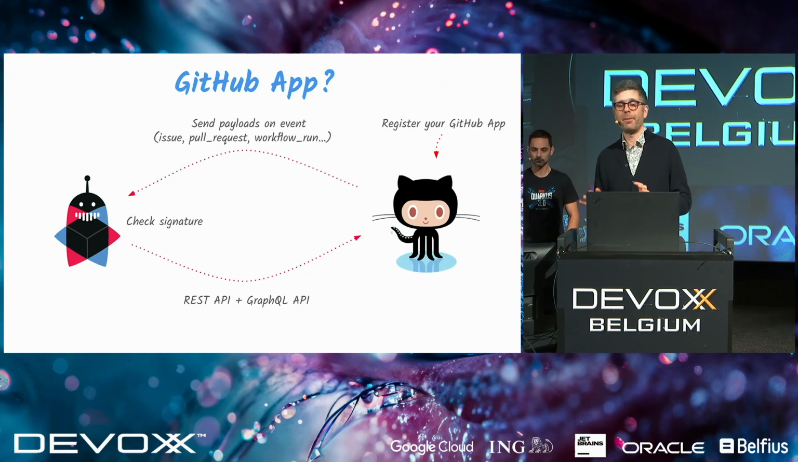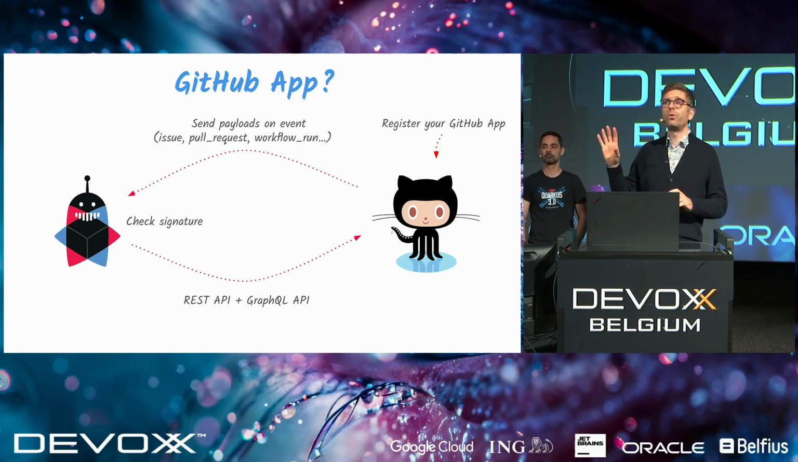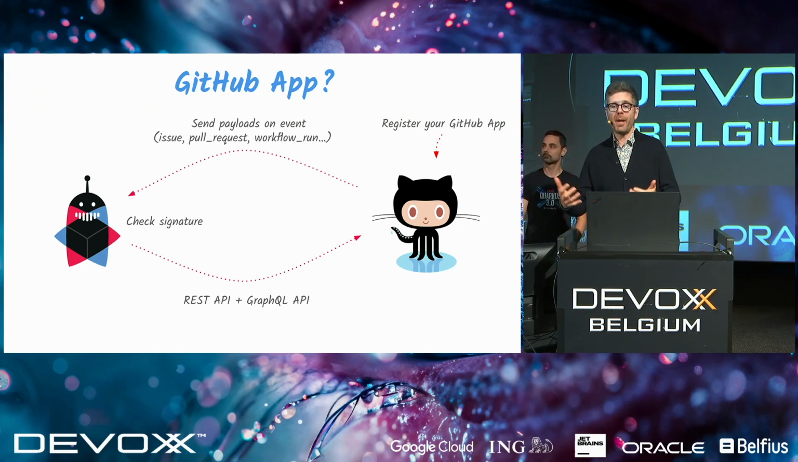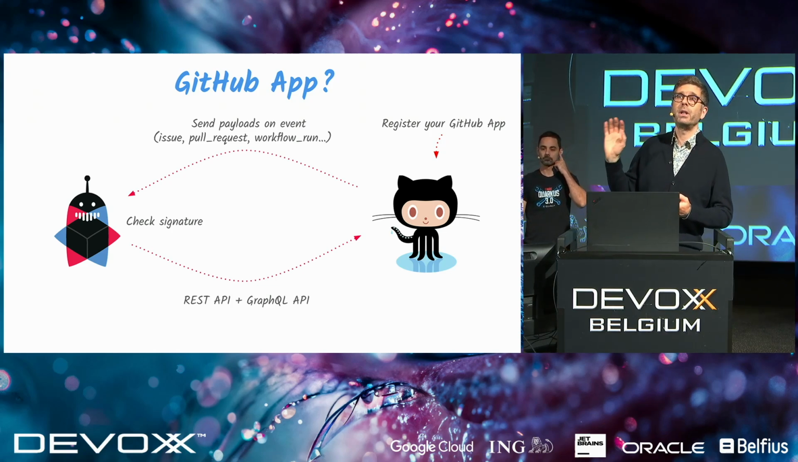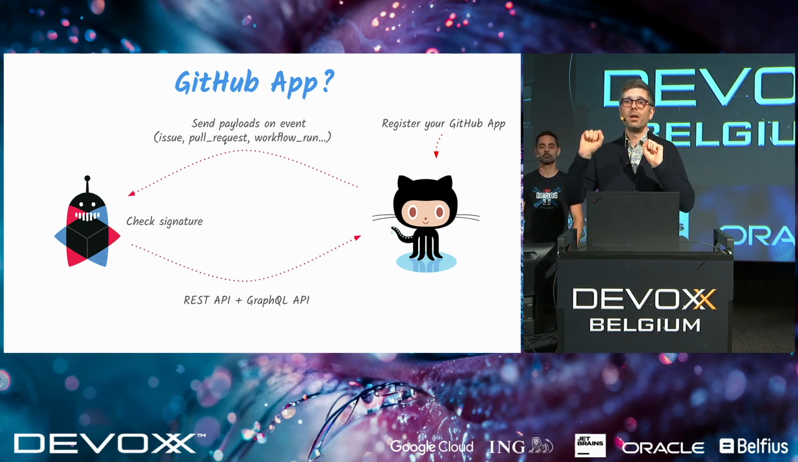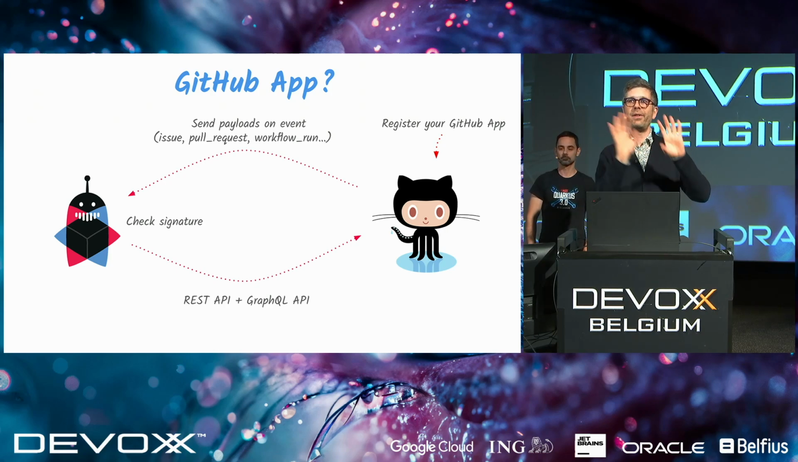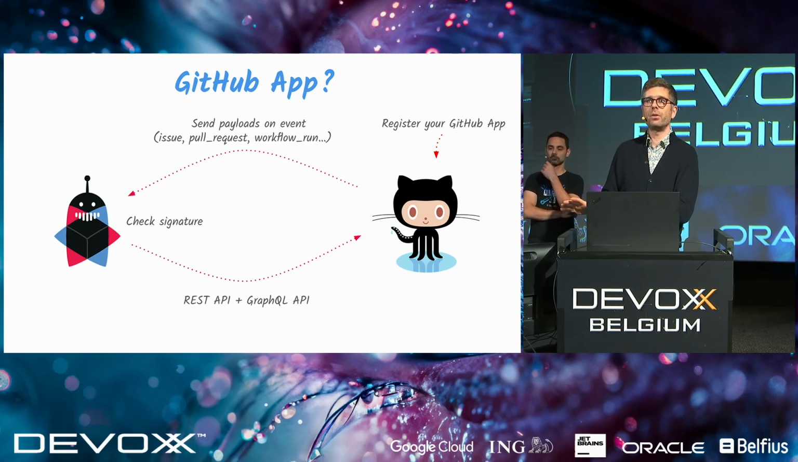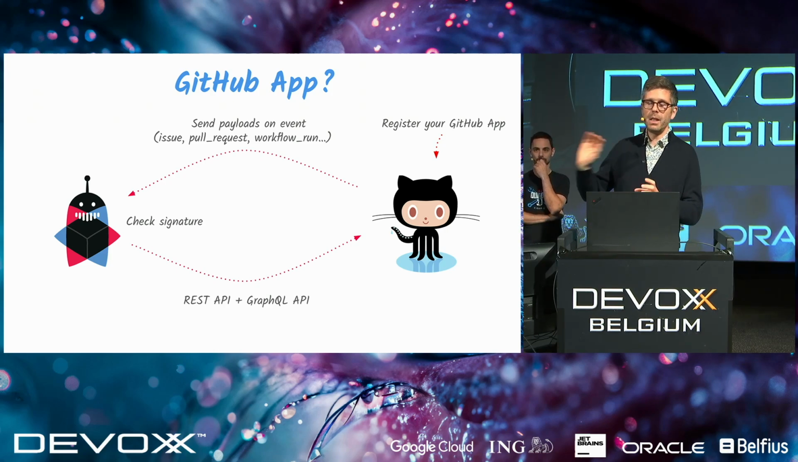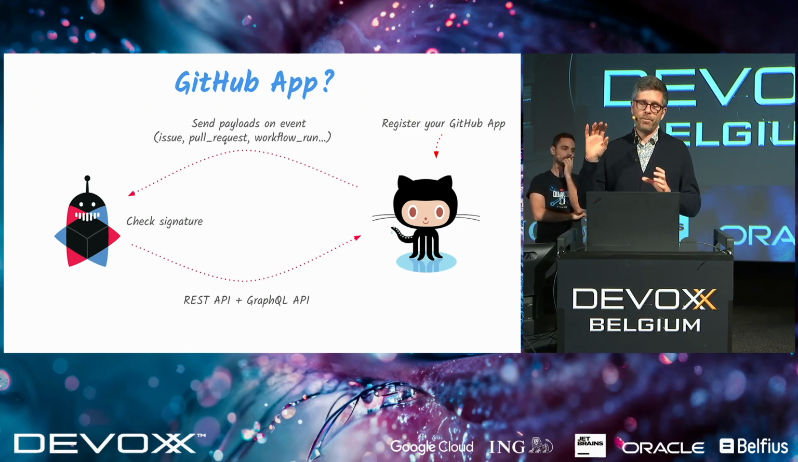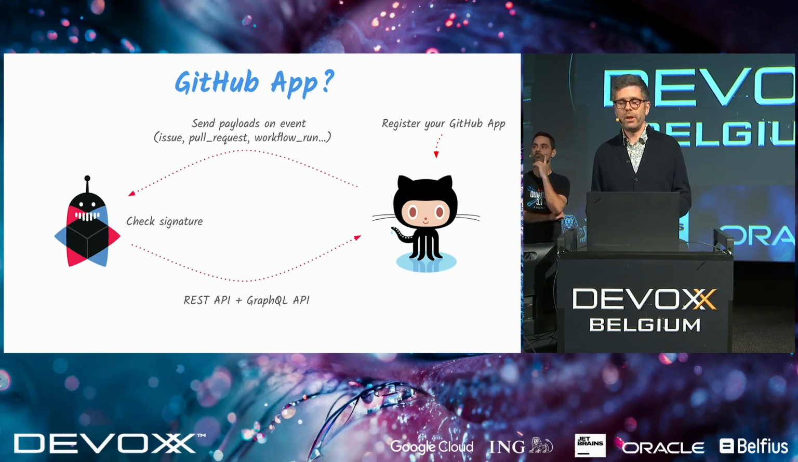So what is a GitHub app? First thing you need to do when creating a GitHub app is registering your GitHub app on GitHub. So you have to create it. You have to say, oh, here is the name. Then I want to listen to these events. I want to give these permissions to the app. And here is my endpoint. Obviously, there is a lot more to it. You will create a private key. You will create a secret, things like that for security, and a few other things. But that's the gist of it.